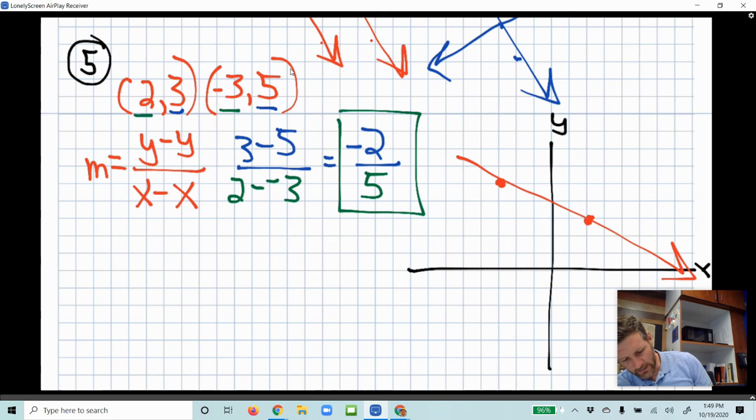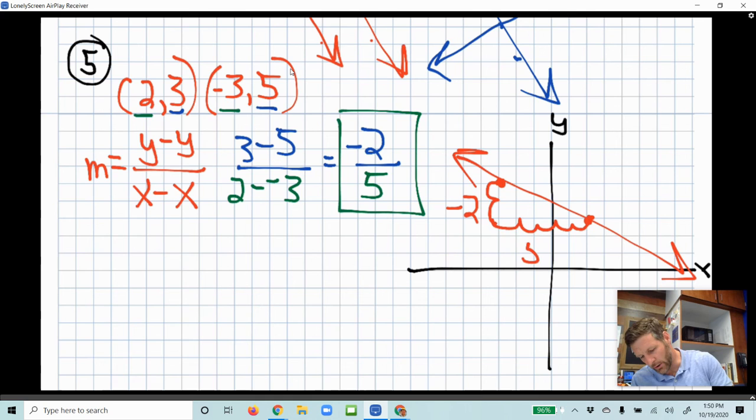So first of all, is it negative? Yes. Just by looking at the graph, I know that my answer should be negative. So that's a quick check on whether you got the sign right. Did you get a negative slope or a positive slope? Then I can see, does it really go down 2 over 5? Well, 1, 2, yes. 1, 2, 3, 4, 5. Yes, it does. So I can confirm it's -2 over 5.